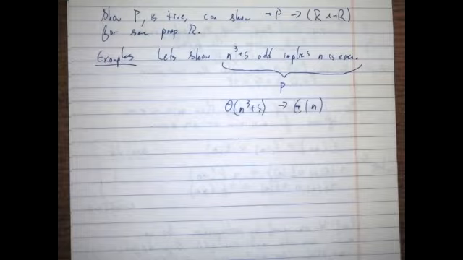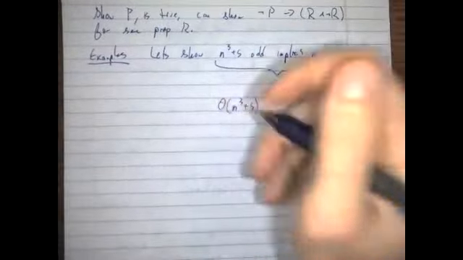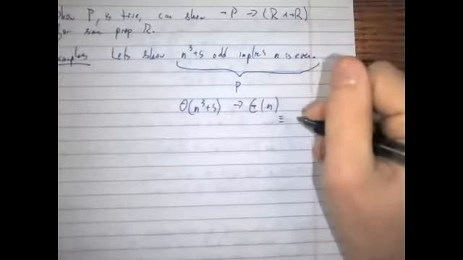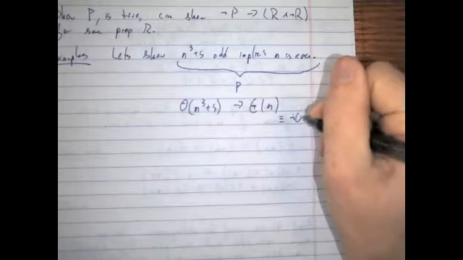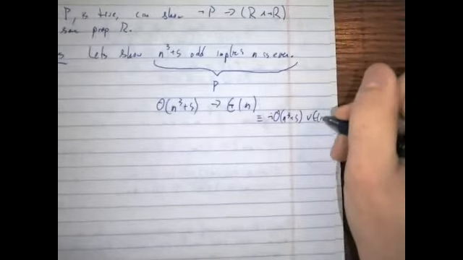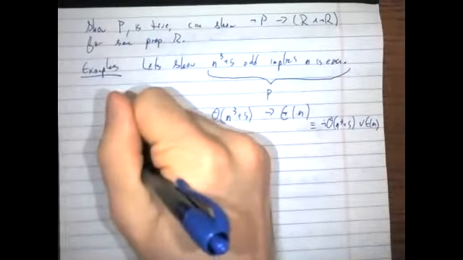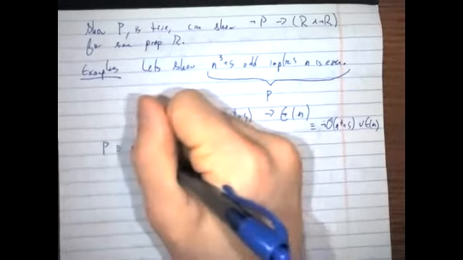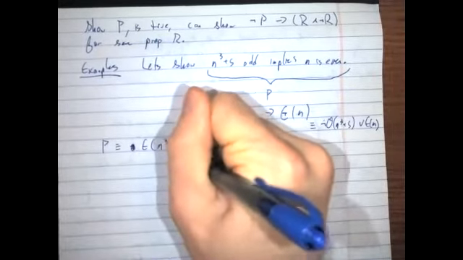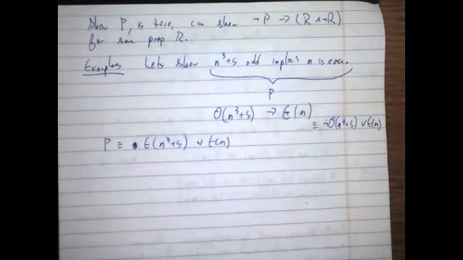Do you have to change it to the implication substitution, or do you not have to do that? Yes, very good idea. I think that's what I want to do. So I want to say, well, P, this implication, is equivalent to not O of n cubed plus 5 or E of n, right? And then what's the negation? So P is equivalent to not O of n cubed plus 5 or, now I'll write, E of n cubed plus 5 or E of n. And then what's the negation of this?